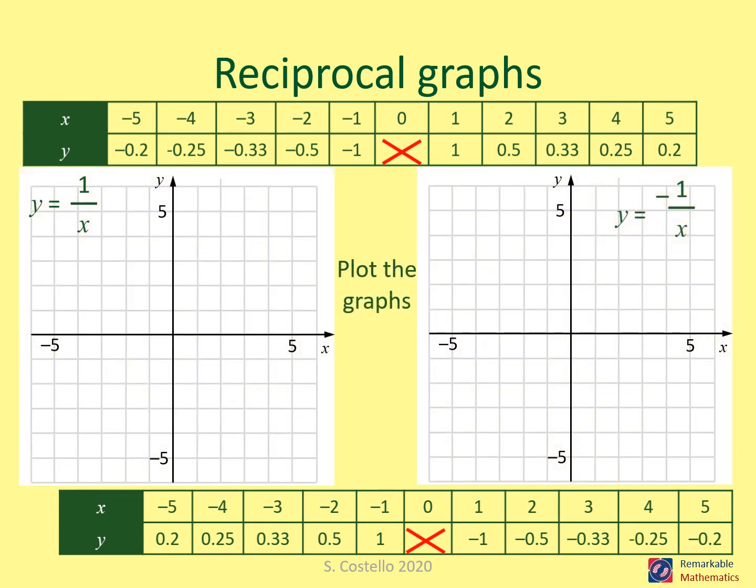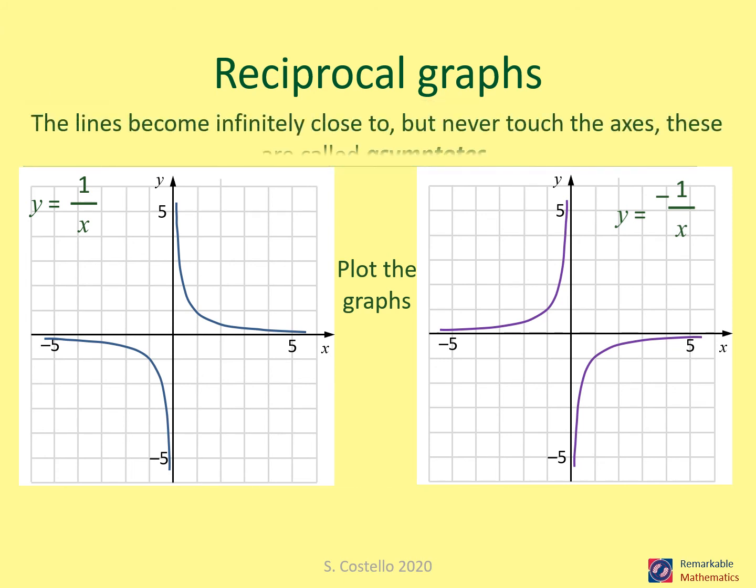So I'll plot the graphs again on a scale similar to the ones that are drawn here. Quickly sketch them, and once you've done them, come back and check that they look similar to these. There's a graph of y equals 1 over x. And that's the graph of y equals minus 1 over x. Lines become infinitely close to, but never touch the axes. These lines, when they never actually touch, are called asymptotes.